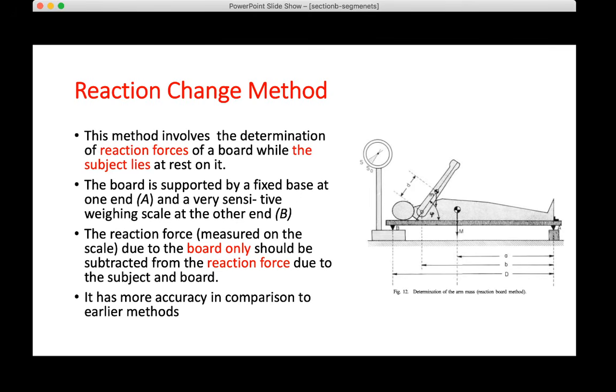So in this way, for each body segment, we can measure its parameters by using reaction forces. That's why we call it the reaction change method. And what is the USP of this method? It is more accurate as compared to earlier methods like immersion. Okay.